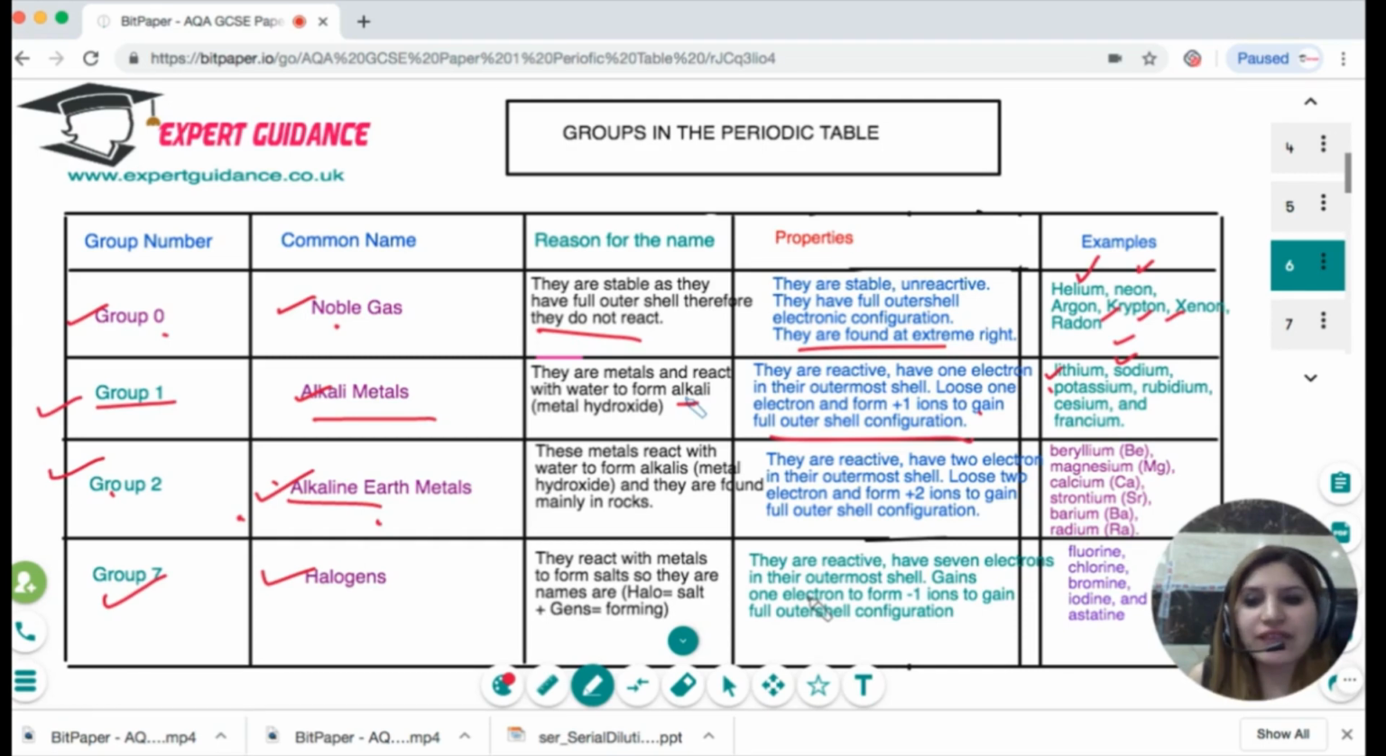For group 7, it's halogens. Why do we call them halogens? Halo means salt, gen means forming. So they are salt forming. They combine with metals and form salt.